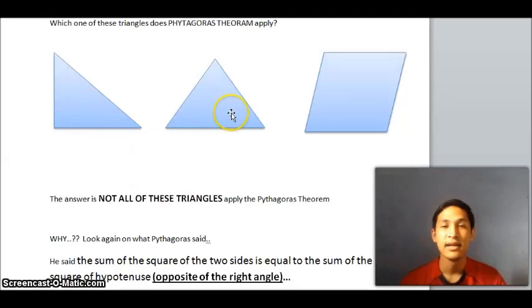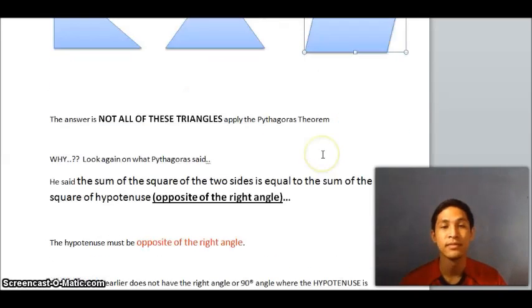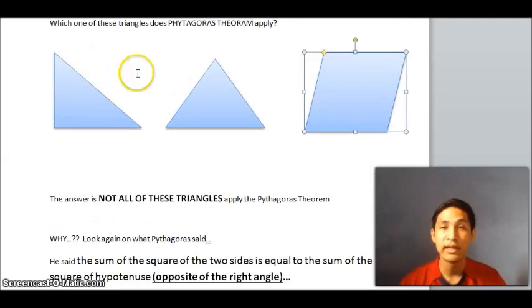Look again at these three triangles. Which one is the right-angled triangle? It's not this one, or this one. So we cannot apply the Pythagoras theorem to these three triangles.